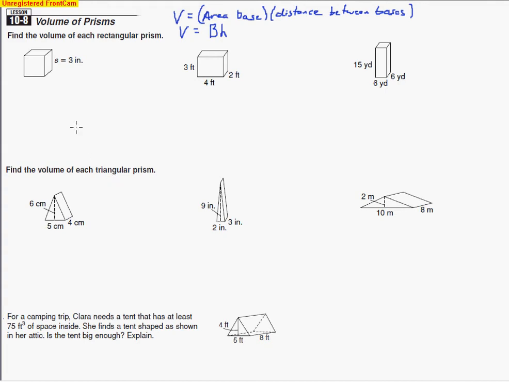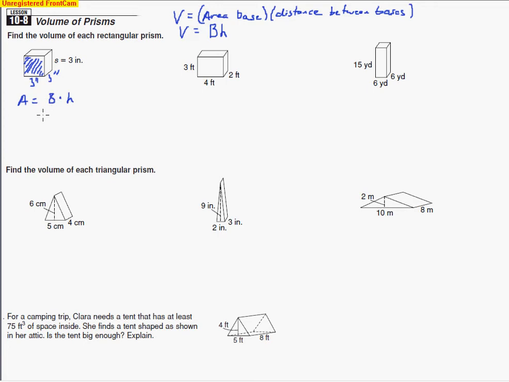Taking a look at this one here, if you have a cube, that means all sides are 3 inches. That means this side's 3 inches here, and I'll draw two little tick marks for the inch symbol. The height, we already know, is 3 inches. The distance between the two bases is 3 inches as well. So to find the volume, I would find the area of this side. Area equals the area of the base times the distance between the two bases.